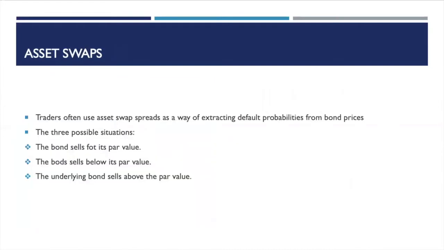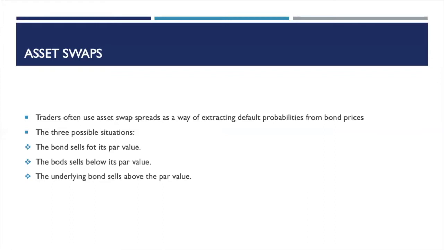Finally, we are going to talk about asset swaps, because in practice traders often use asset swaps as a way of extracting default probabilities from bond prices. This is because asset swap spreads provide a direct estimate of the spread of bond yields over the LIBOR/swap curve. There are three possible situations. The first one is that the bond sells for its par value. The second one is that the bond sells below its par value. And the third one is that the underlying bond sells above the par value.